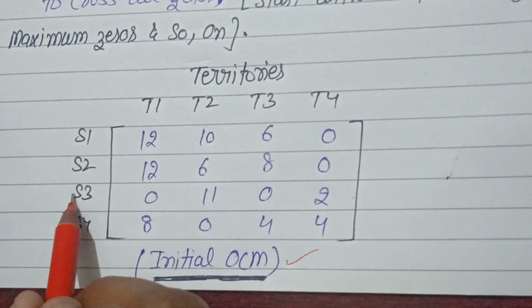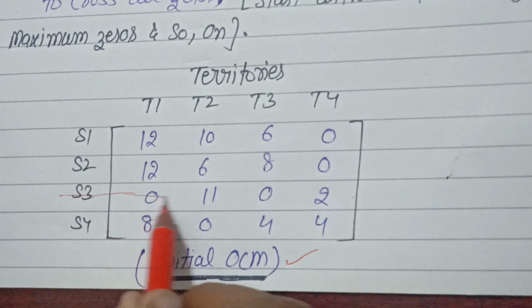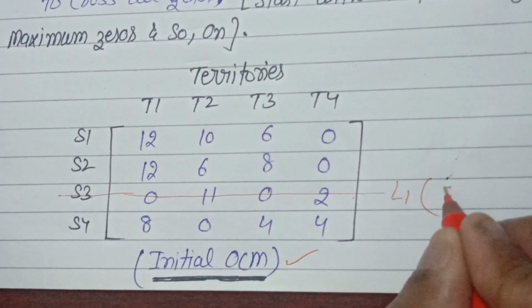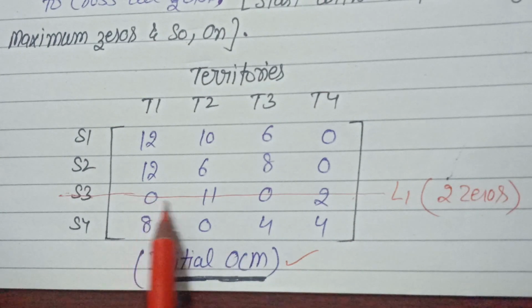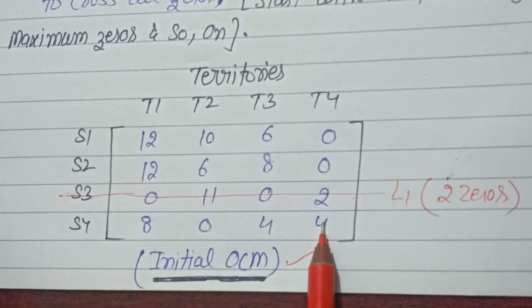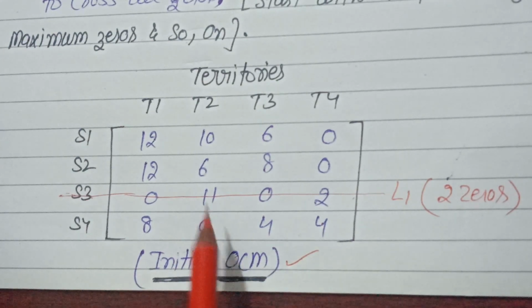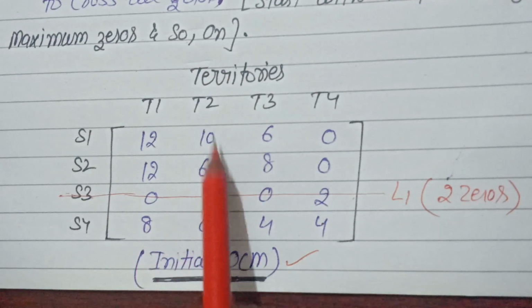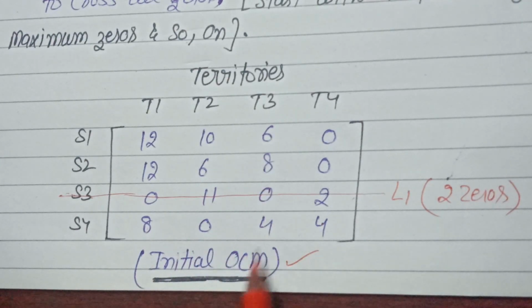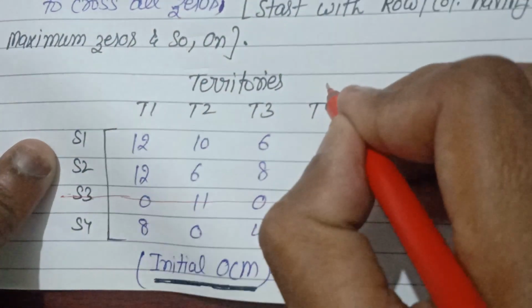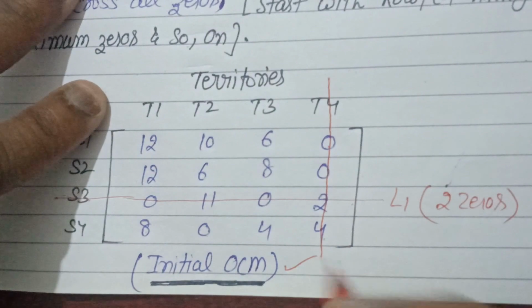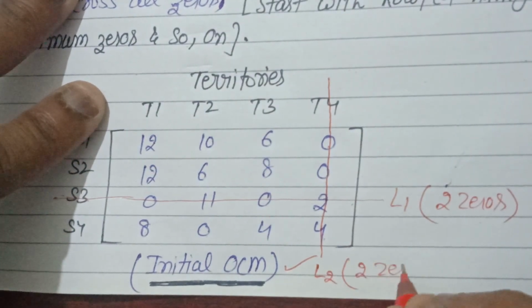So first of all we will make a line to cross this row. This is L1, as it has 2 zeros. Now after crossing this row, we again have to check the row or column having the maximum number of zeros. S4 has a single zero, T1 has nil zeros, T2 has a single zero, T4 has a single zero. Now you will see that column 4 has 2 zeros, so we will cross this column. This is L2, as it also has 2 zeros.